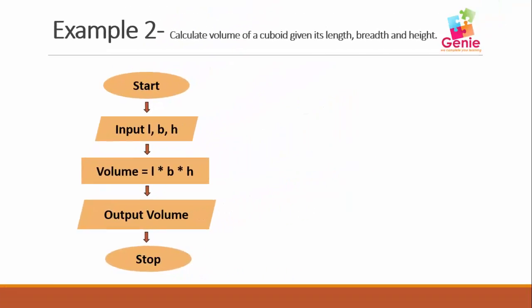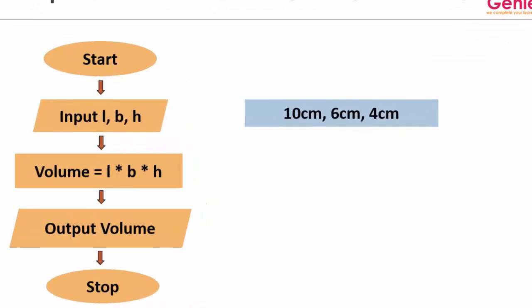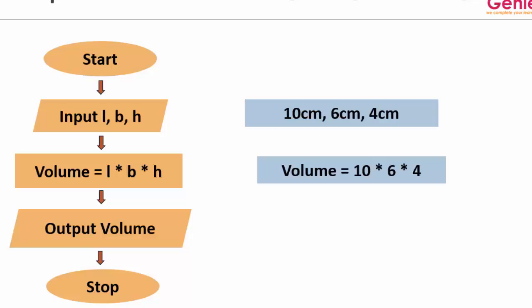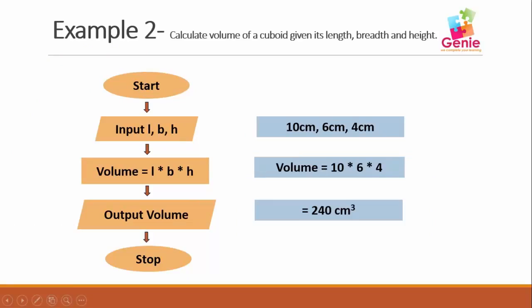For example, the user enters these dimensions for the cuboid: 10 cm, 6 cm and 4 cm. These values get stored in L, B and H respectively. Next, the volume of the cuboid is calculated, which is 10 times 6 times 4, and it comes out to be 240 cm cube. So this is the volume of the cuboid, and the flowchart comes to an end.